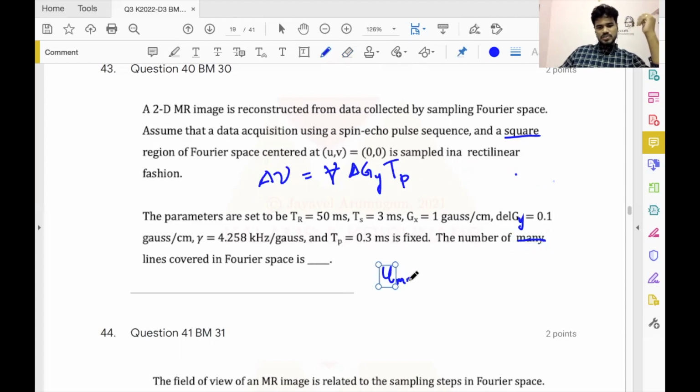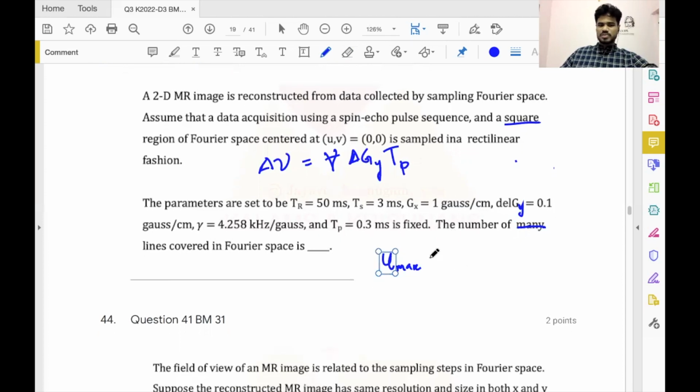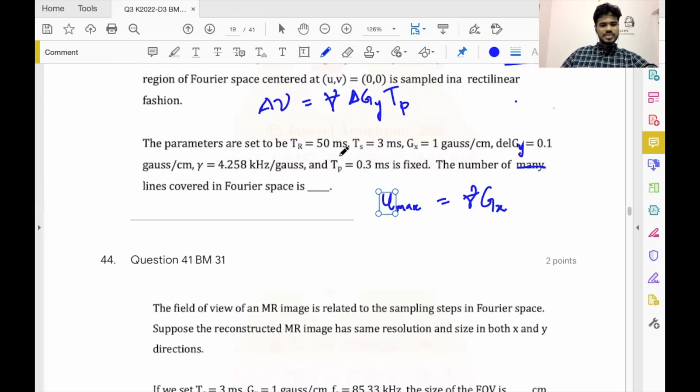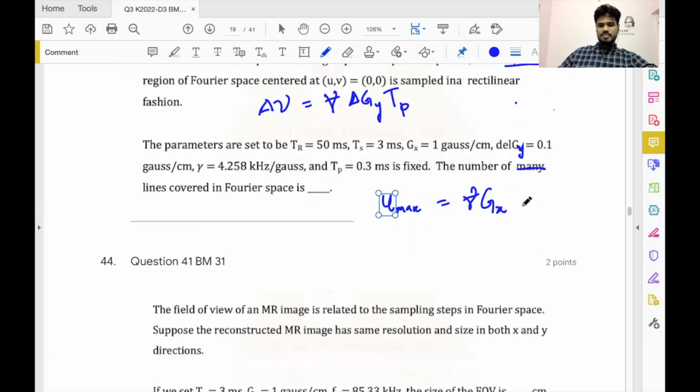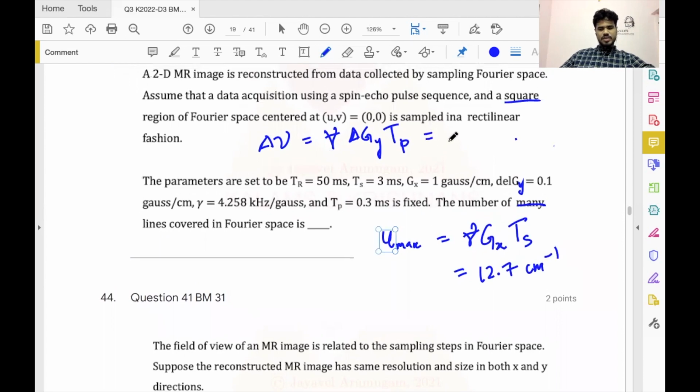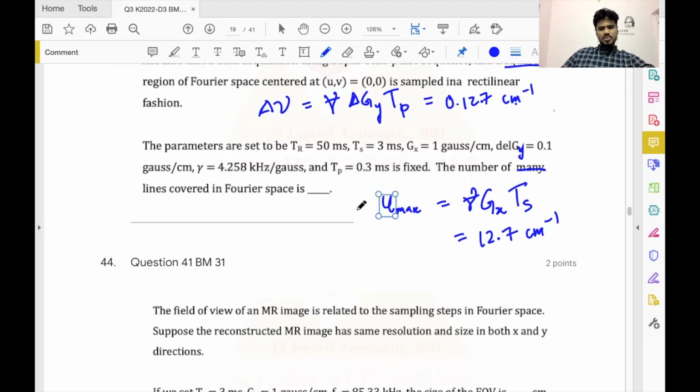So Umax minus Umin. Umin I suppose is 0, start from 0. So Umax is gamma hash Gx into readout gradient time. Where is readout gradient time? Ts, 3 milliseconds. Okay, Ts. So what is the answer for this? 12.7 something centimeters inverse. So this del nu we get to be 0.127 centimeter inverse.